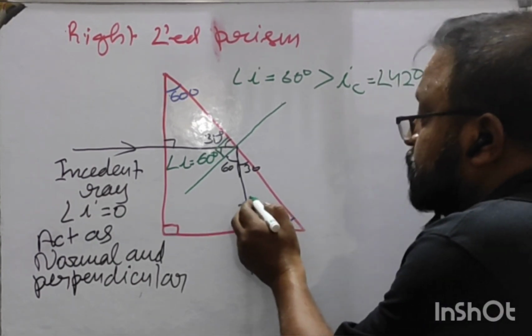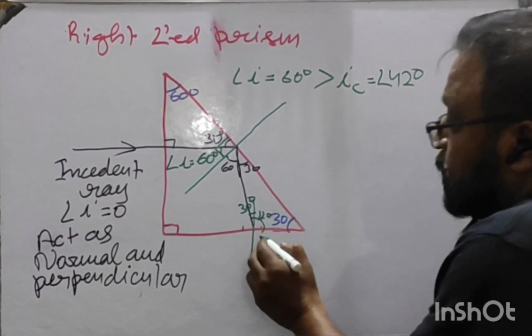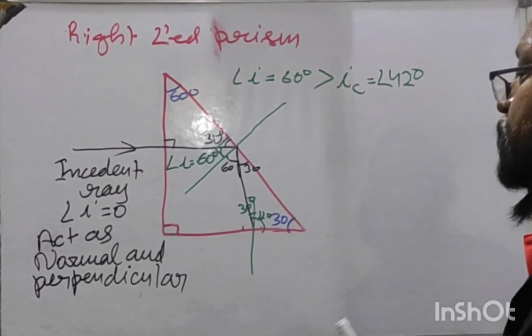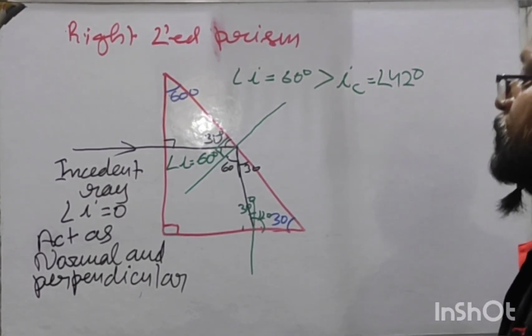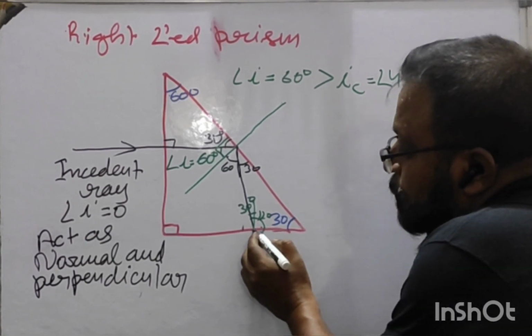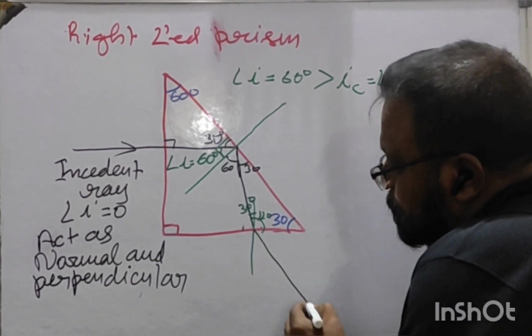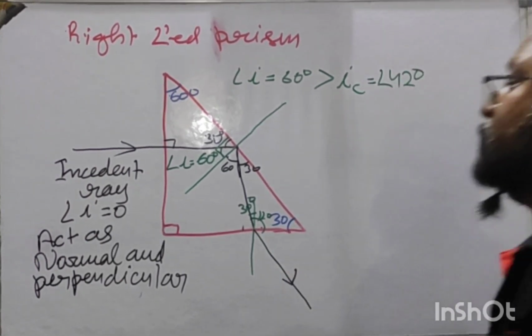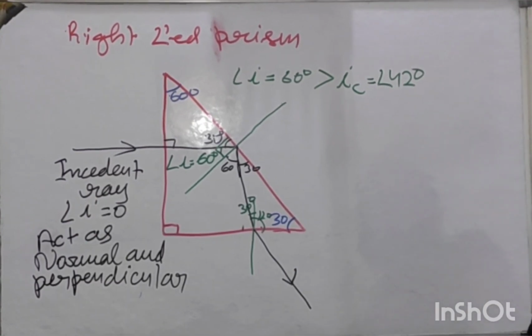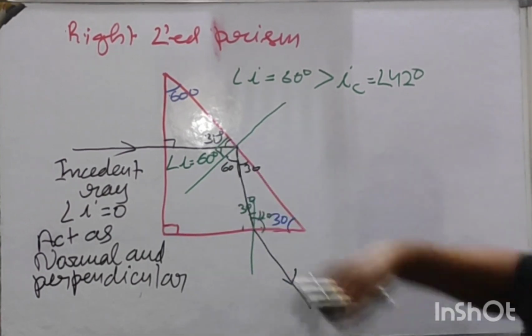30 degree is less than critical angle, so the light ray emerges out like this, right? I hope you understand.